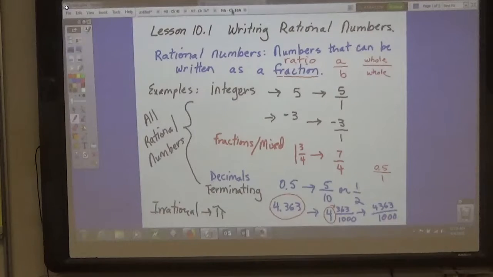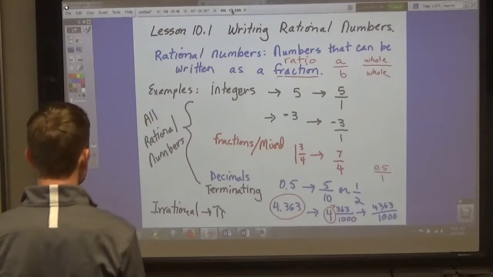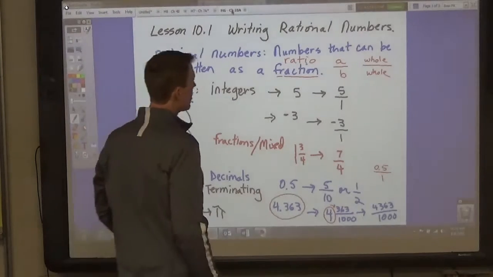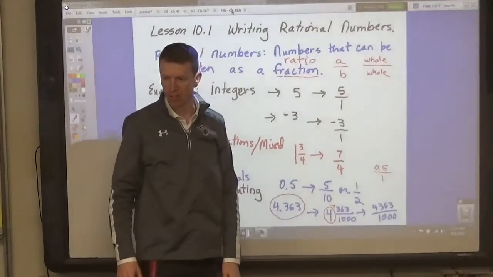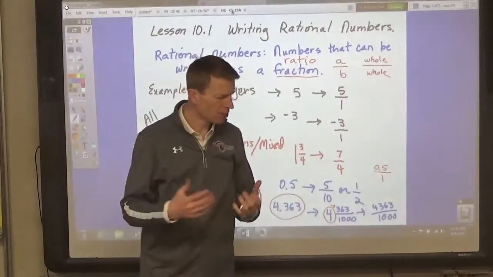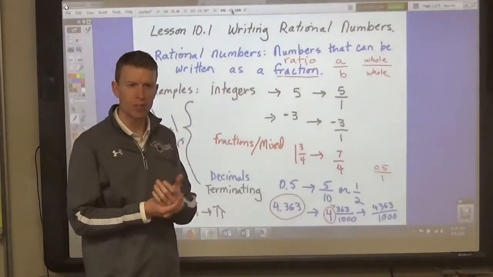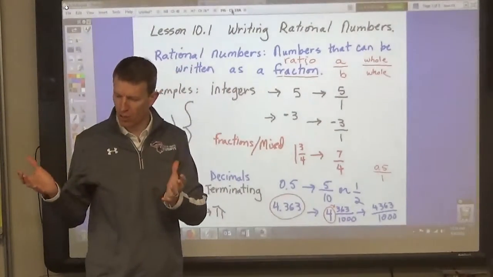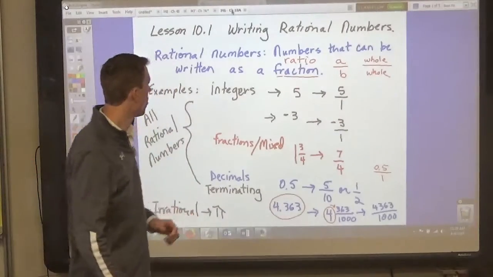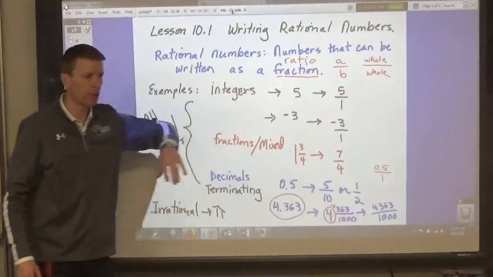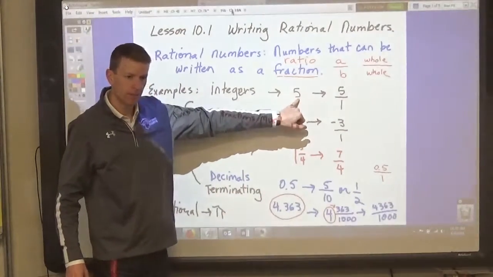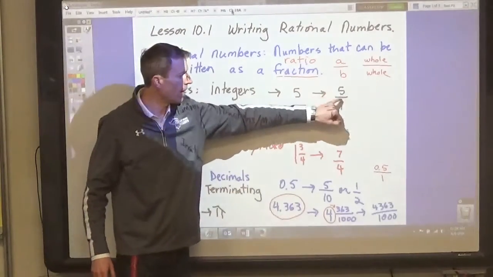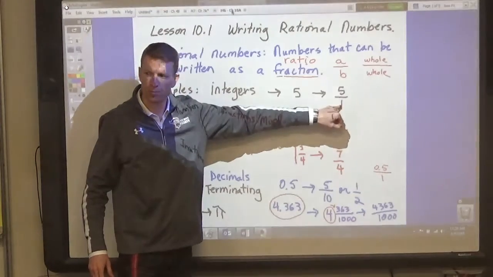We're going to talk about rational numbers today. Now, rational numbers are numbers that you can write as a fraction. Okay? And most numbers that we've looked at, you can write as fractions. Whole numbers, any whole number can be written as a fraction. Okay? So 5 can be written as 5 over 1.